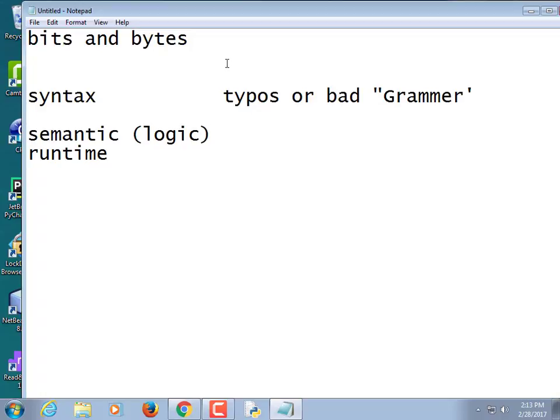Semantic error. What's that? Right. It's freezing, but it tells you to go ahead and wear a tank top. So, program runs, but gives wrong output.